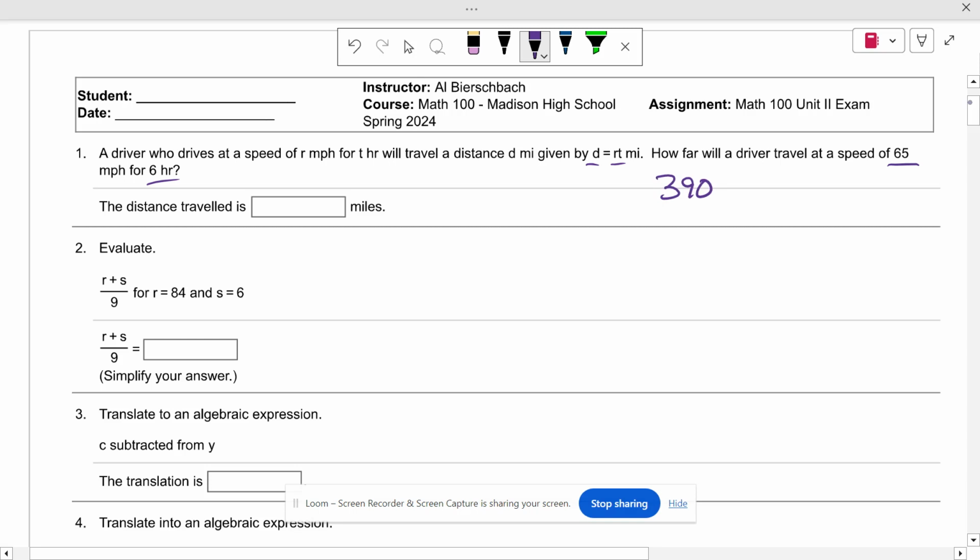The next one, r is 84, s is 6, so you take 84 plus 6, which is 90, divided by 9, which is 10.